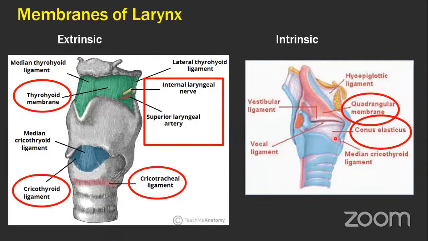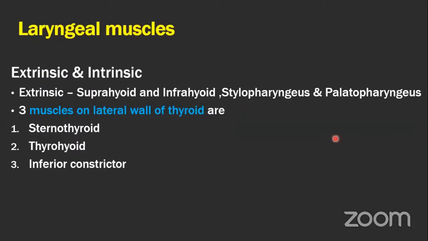Then laryngeal muscles are also very important. So there are extrinsic laryngeal muscles and intrinsic laryngeal muscles. Extrinsic laryngeal muscles, I already told, like the extrinsic membranes, work outside the larynx and intrinsic ones work inside the larynx. So extrinsic are usually strap muscles, suprahyoid and infrahyoid, and also stylopharyngeus and palatopharyngeus. The elevators and depressors of the larynx are the extrinsic muscles.